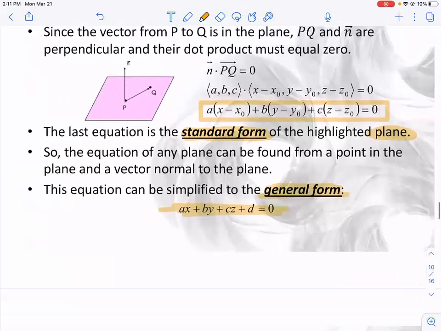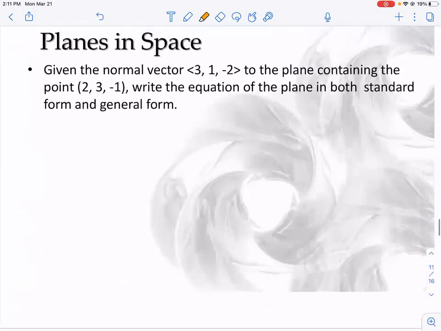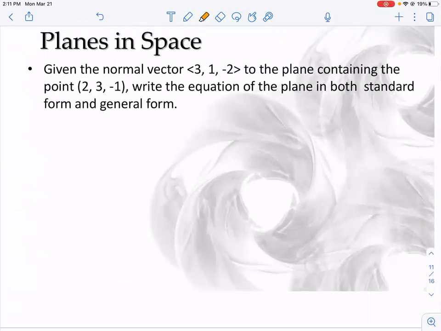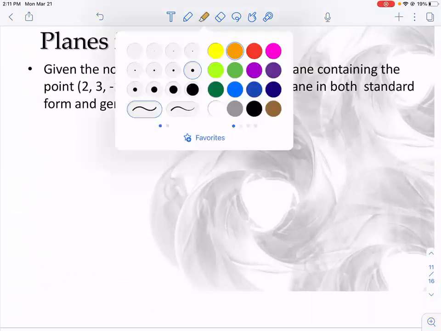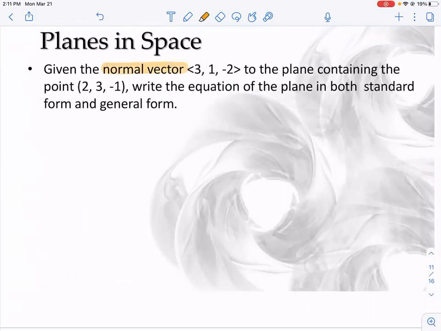All right, so let's do an example. We have a normal vector of 3, 1, -2, and a point in the plane 2, 3, -1. Write that down, then we'll go through it together.